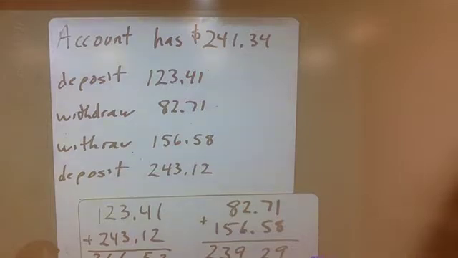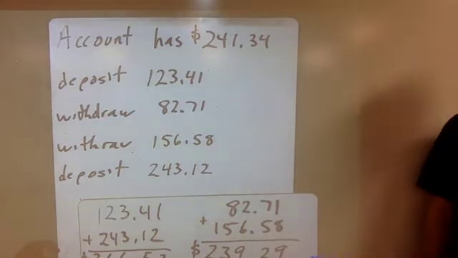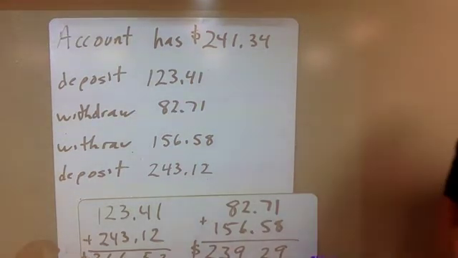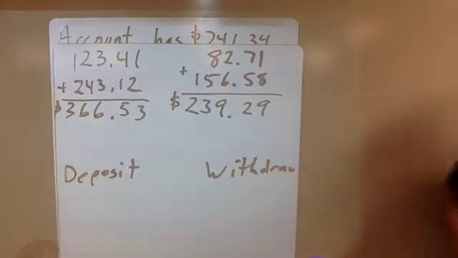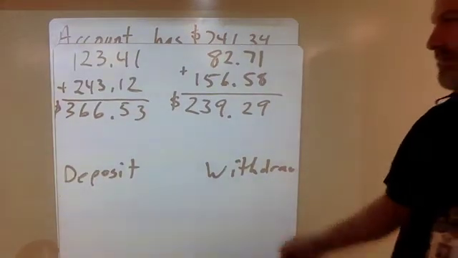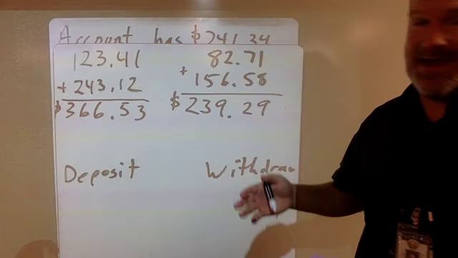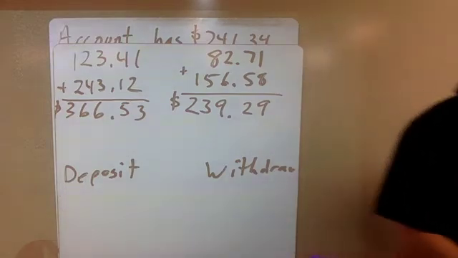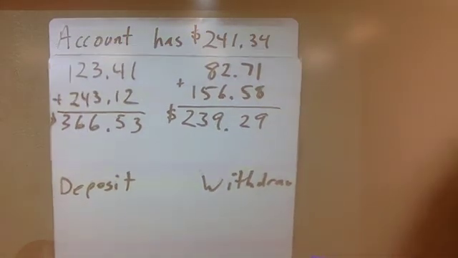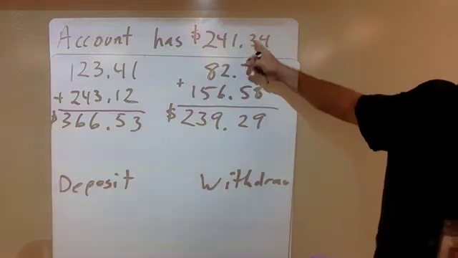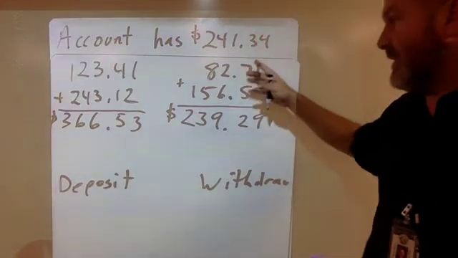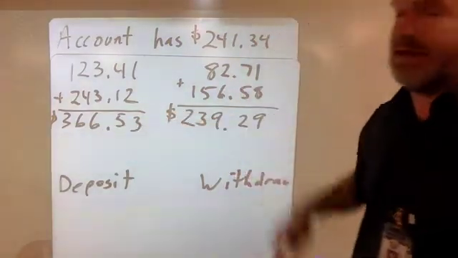So in total, I took out $239.29, but I put in more. I put in $366.53. So I'm putting in, depositing, I'm adding to my account more than what I'm taking out. So in the end, my final answer for how much I have in the bank is going to be more than what I started with. I started with 241 and I'm putting in more than what I'm taking out.